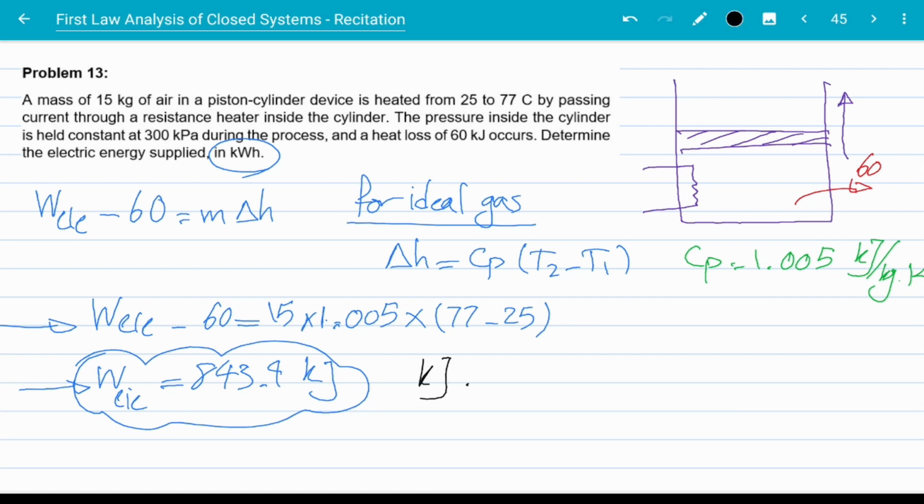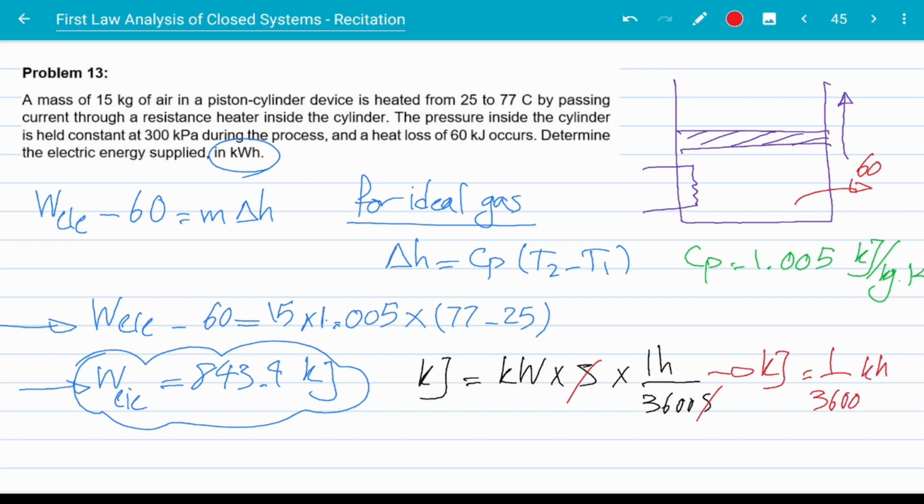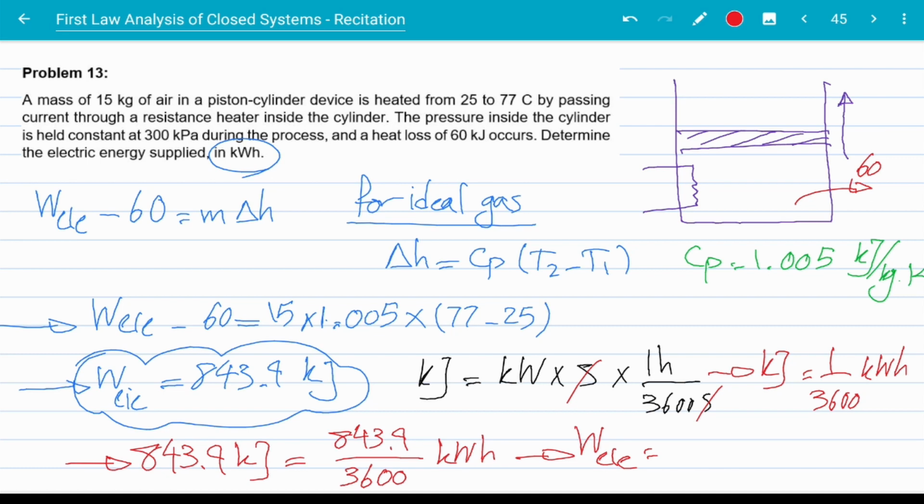Now a kilojoule is a kilowatt times 1 second. I can times this by 1 hour over 3,600 seconds. Now 1 hour over 3,600 seconds is 1 over 1 because 1 hour is 3,600 seconds. So seconds cancel each other and we are left with this conversion rate. 1 kilojoule is 1 over 3,600 kilowatt hours. So that means 843.9 kilojoules is 843.9 over 3,600 kilowatt hours, which gives us the electric work is about 0.234 kilowatt hours.